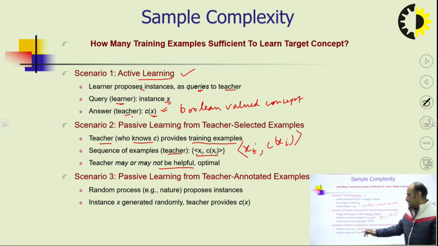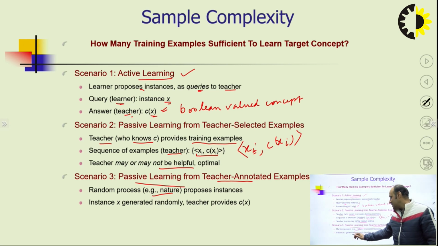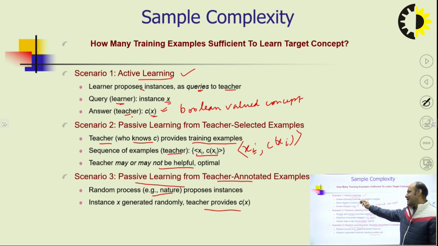The third scenario is passive learning from teacher annotated examples. The teacher already proposes the examples, for example, nature. This is a random process, so random instances will be generated, and the instance X is generated randomly. The teacher already provides the solution, so it depends on the learner how he will gain. So, how many training examples are sufficient? It will depend on the scenario, whether we are doing active learning, passive learning, or passive learning from teacher annotated examples.